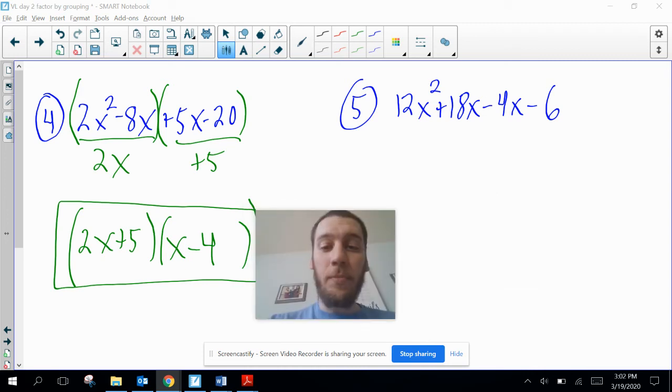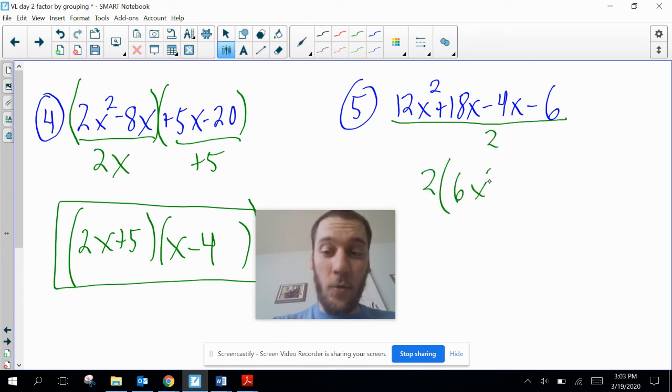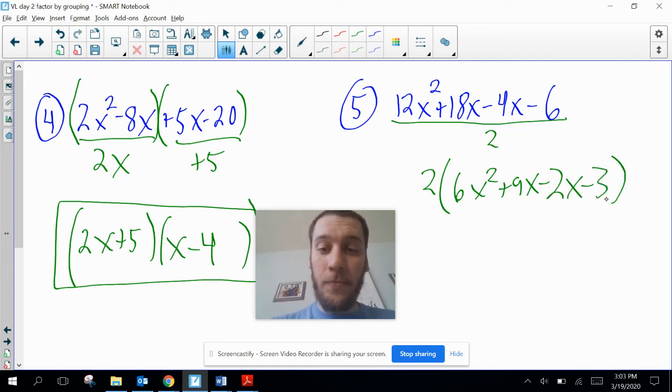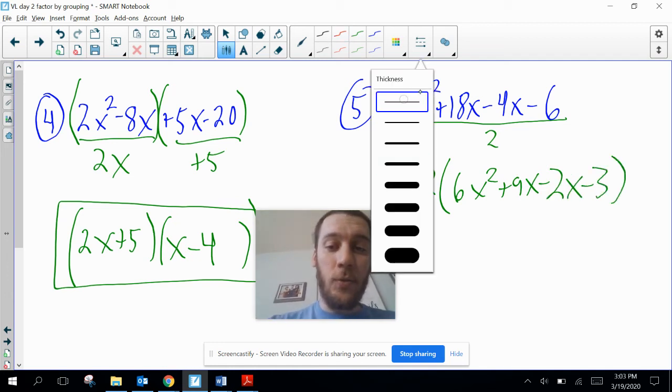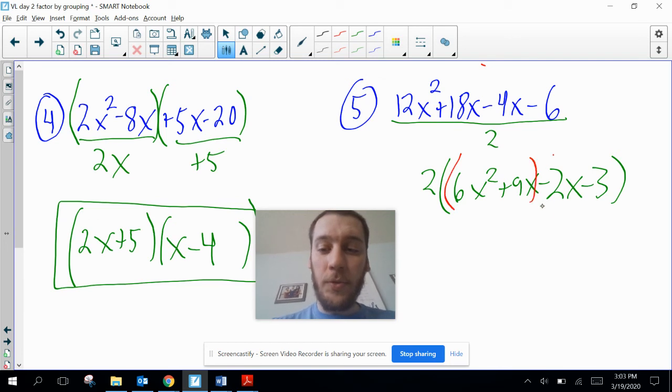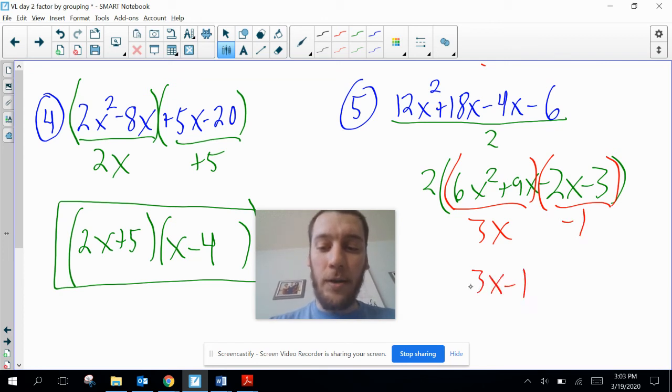Number 5. They're in the right order, but they're all divisible by 2. So I take out a 2. What's left is 6x squared plus 9x minus 2x minus 3. And now I'm looking to group these guys. So first two, second two GCF, got 3x. Over here it's just minus 1, so we got 3x minus 1.